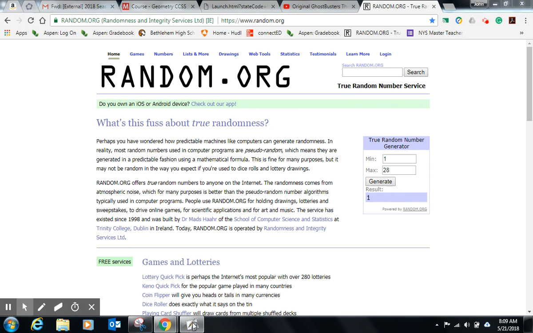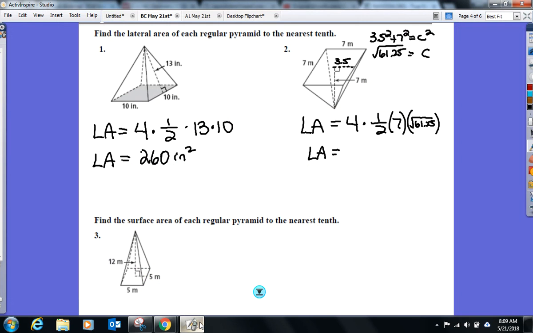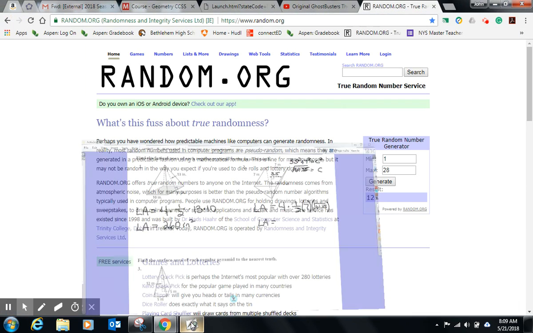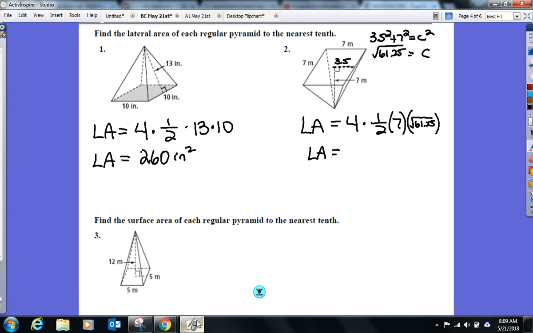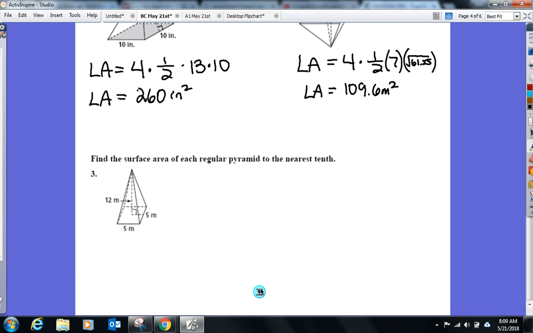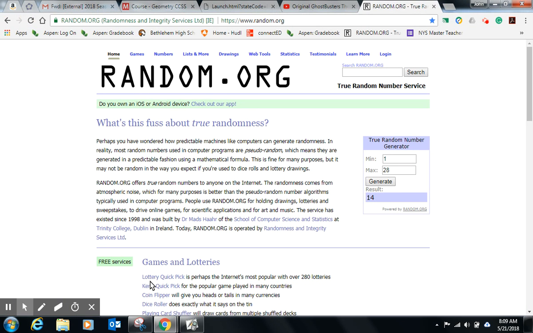And nearest tenth, number 1, what do we got? 12. Not even here either. 3 for 3. 14. You guys got 3. Surface area on your own. See how many people fall into this trap on number 3.